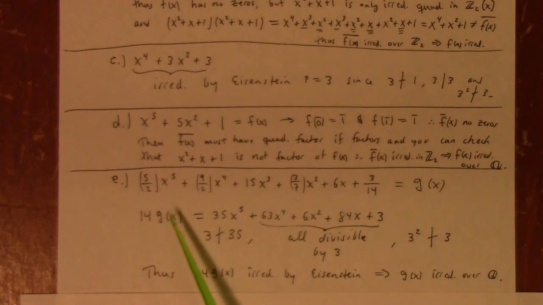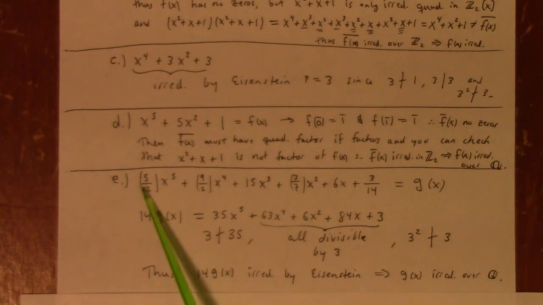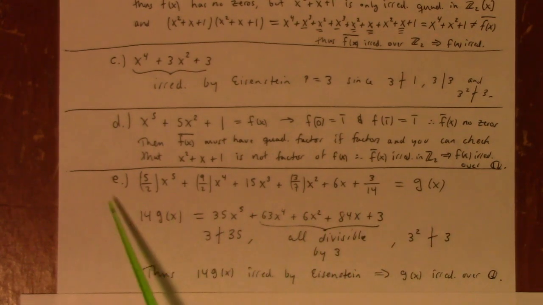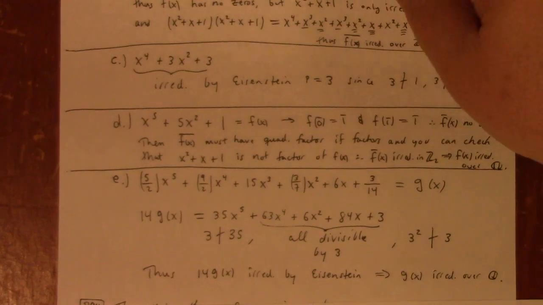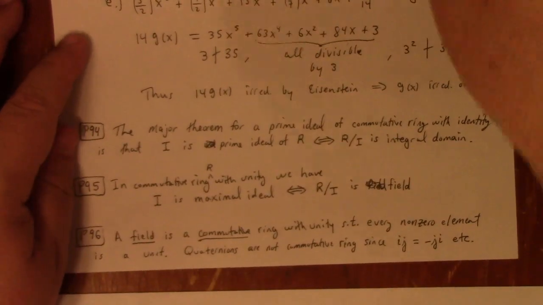Part E is Eisensteinable. You just have to multiply it by 14. Take the least common multiple of your denominators, clear it out, multiply by 14, and you get 14 g of x is this. Then you can do Eisenstein on this, because 3 does not divide 35, but it does divide this and this, but 3 squared, also known as 9, does not divide 3. Therefore, by Eisenstein, 14 g of x is irreducible, which implies g of x is irreducible over Q, and that's how you do it.